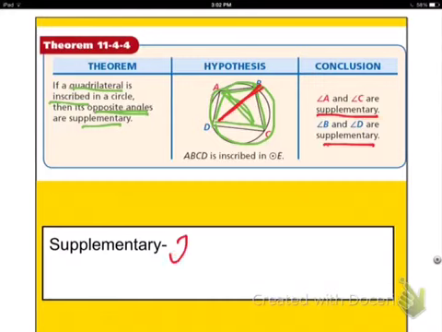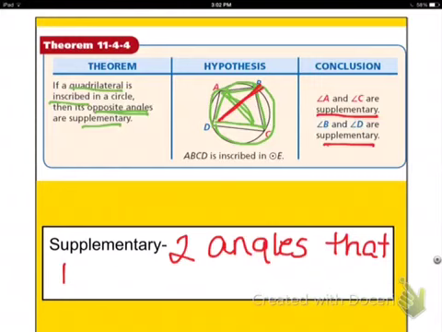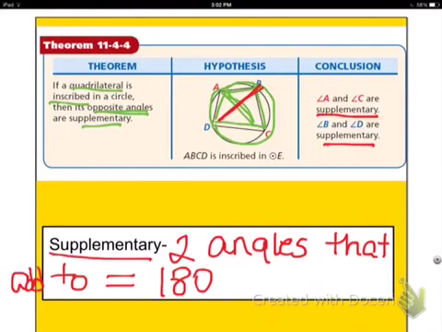Supplementary means two angles that add to equal 180 degrees. Remember how many times I said complementary? You need to remember supplementary now. It's an important word.